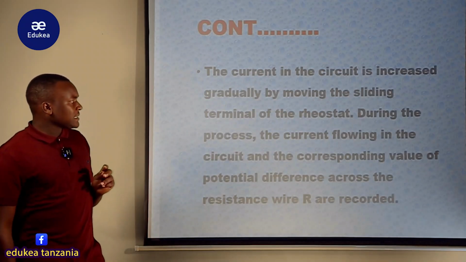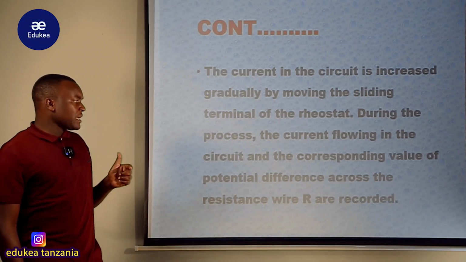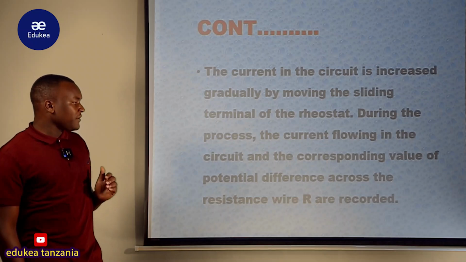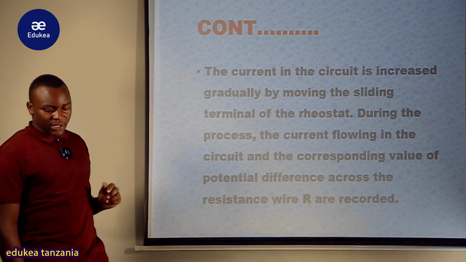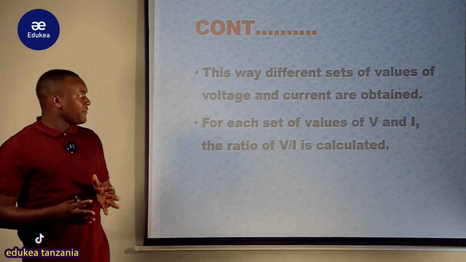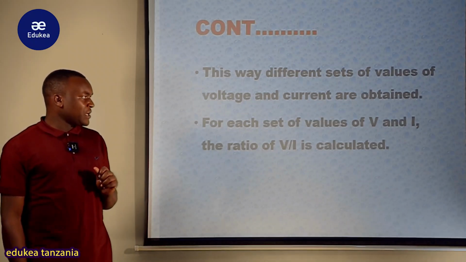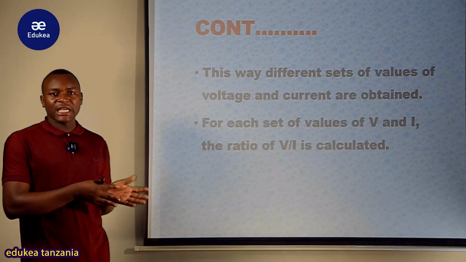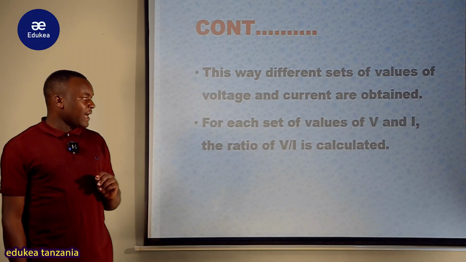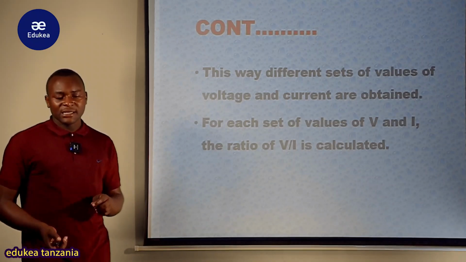The current in the circuit is increased gradually by moving the sliding terminal of the rheostat. During the process, the current flowing in the circuit and the corresponding value of potential difference across the resistance wire are recorded. This way, different sets of values of voltage and current are obtained. For each set of values, the ratio is calculated as V over I, and its value is R, a constant resistance.